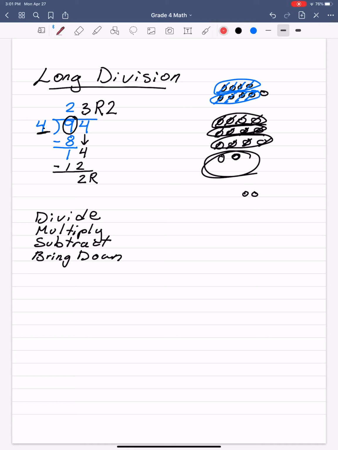You're going to keep repeating those steps until you run out of counters, right? If you were doing it as a picture. So DMSB. Does McDonald's serve burgers? That's how you can remember that, okay? Divide, multiply, subtract, bring down. Does McDonald's serve burgers? So I'm going to do another example.